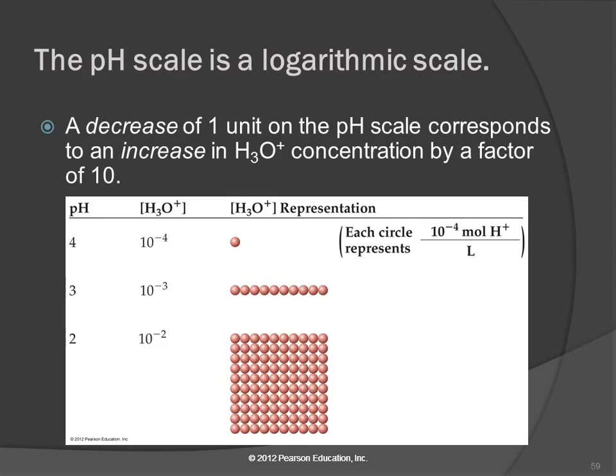And so the variation of hydronium ion concentration goes from 1 mole per liter down to 10 to the minus 14 moles per liter. That's 10 orders of magnitude. It's huge, a huge range. And so it's really hard to deal with numbers that vary so tremendously. And so we use logarithms to compress and linearize scales like that.